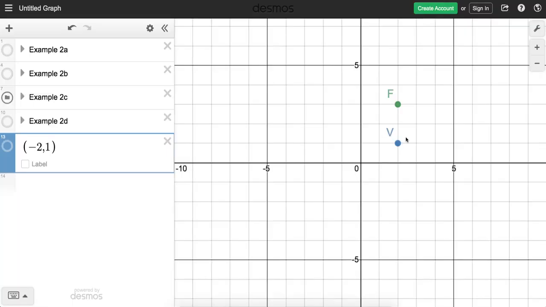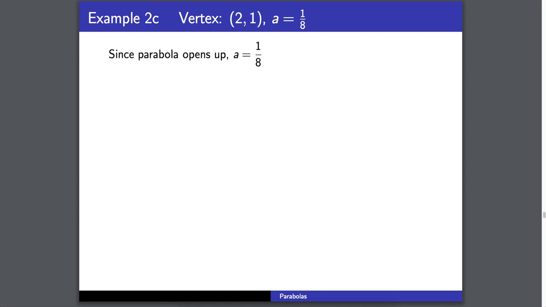Now, because the focus point also has to be inside of our parabola, that means our parabola is going to open up. So our parabola opens up, which means a is a positive 1/8. So we have the vertex, we have the value of a, and we can write y equals 1/8 times (x minus 2) squared plus 1.